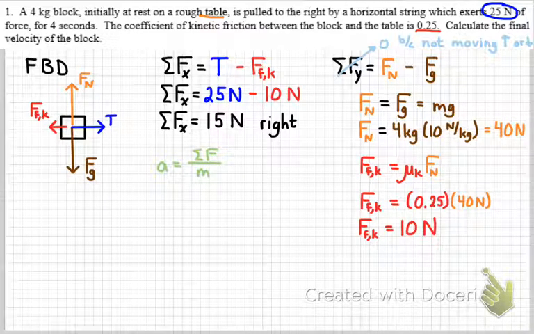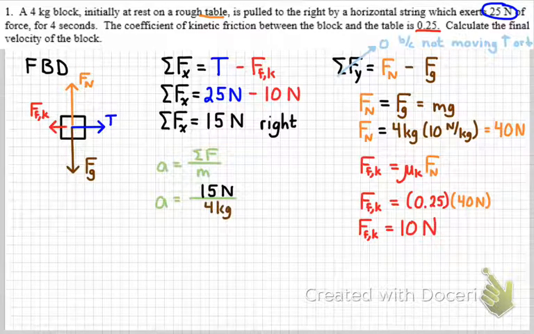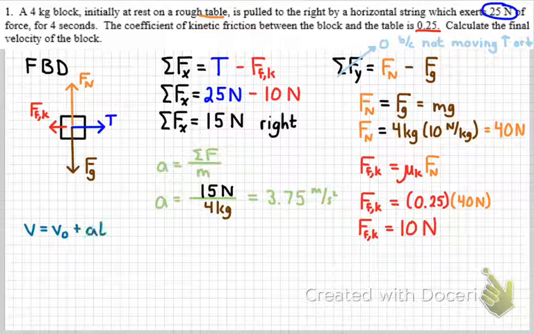The next thing that I can use is Newton's second law, just the fact that acceleration is net force divided by mass. I've got a net force of 15 newtons, a mass of 4 kilograms, which gives me an acceleration of 3.75 meters per second squared. Now that I know the acceleration of the block, I can use our motion equation, v equals v naught plus at, or a equals delta v over delta t. Those are two different ways of saying the same thing, to figure out the final velocity.